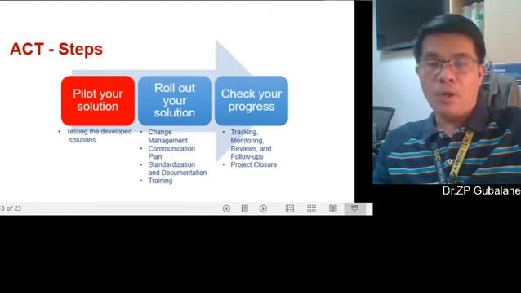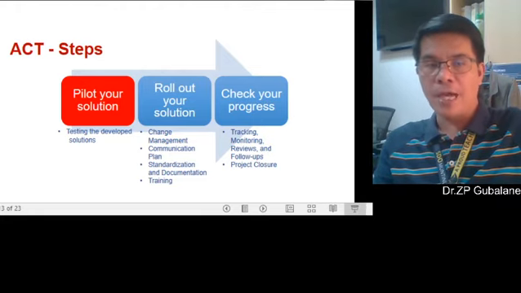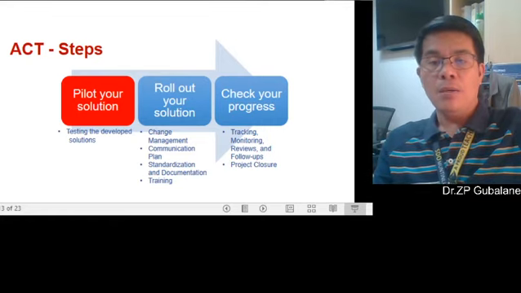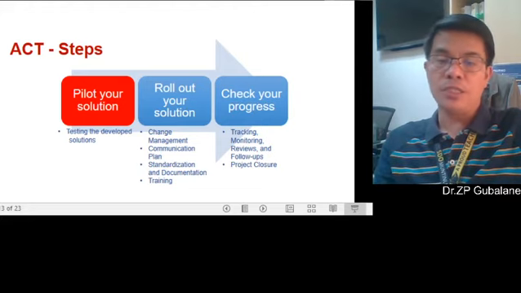And checking the progress, of course, happens here during the action or during the act step. This is the implementation step. So this is also where the school has to check the progress, especially those who are assigned to a particular project, or project coordinators, or the project owners, as we should say also.